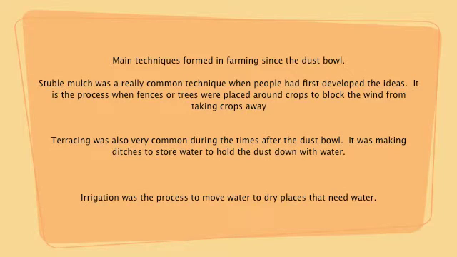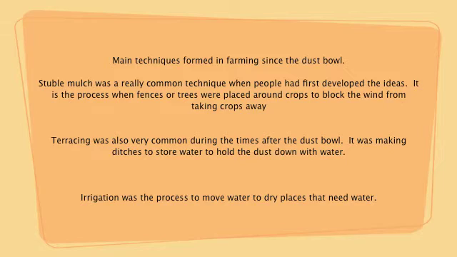Main techniques formed in farming since the Dust Bowl. Stubble mulch was a really common technique when people had first developed the ideas. It is the process when fences or trees were placed around crops to block the wind from taking crops away. Terracing was also very common during the times after the Dust Bowl. It was making ditches to store water to hold the dust down with water.